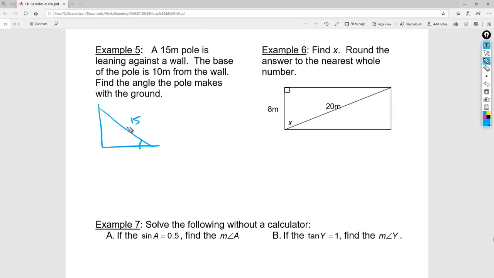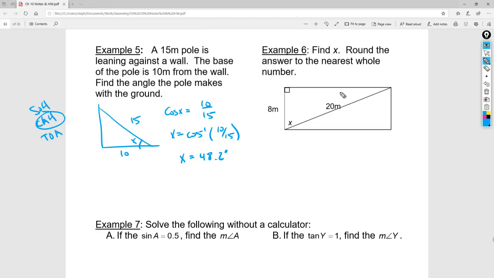Okay, the 15-meter pole is represented by the hypotenuse, and the base of the pole is 10 meters from the wall. So I'll call this x, and I am looking for some relationship of adjacent to hypotenuse, right? So if I go back to my trusty SOHCAHTOA, then I'm looking at CA here. I'm looking at cosine being adjacent over hypotenuse. So that means that cosine of x would be 10 over 15. So that means x is going to be inverse cosine of 10 over 15, or arc cosine, you could also say. So that means x would be 48.2 degrees.